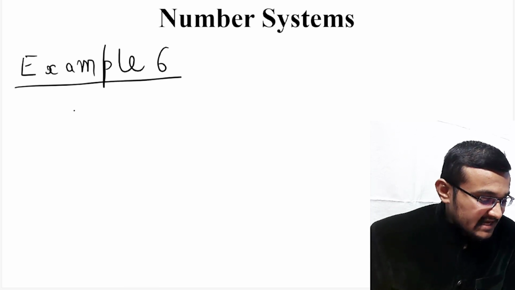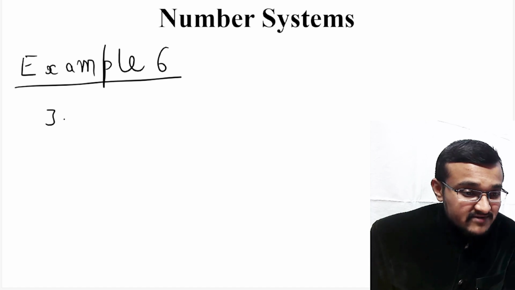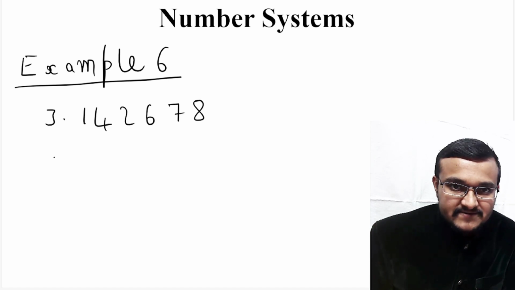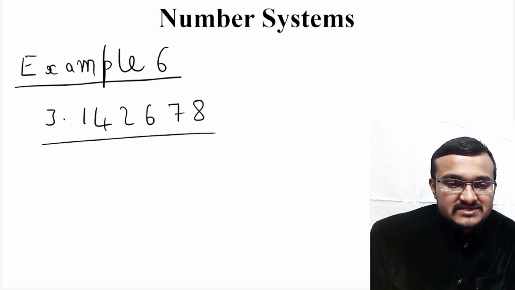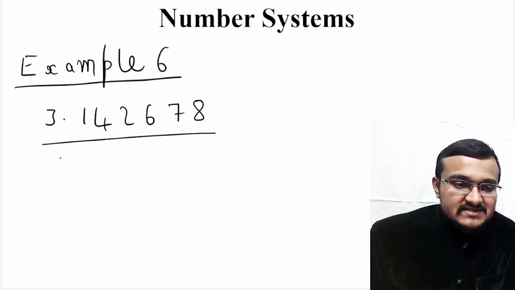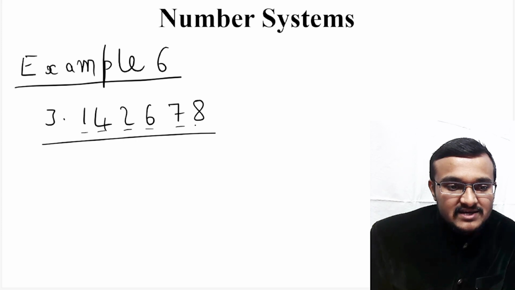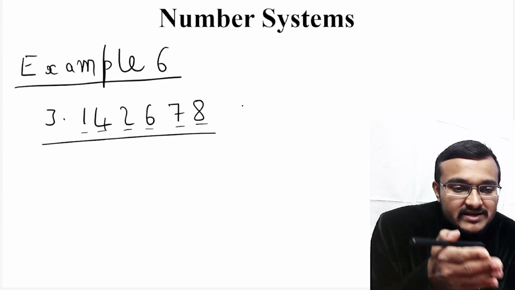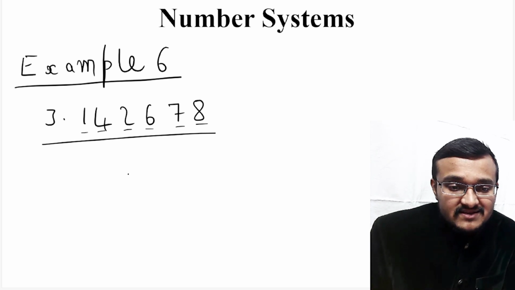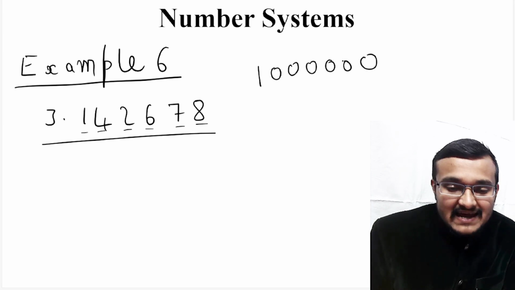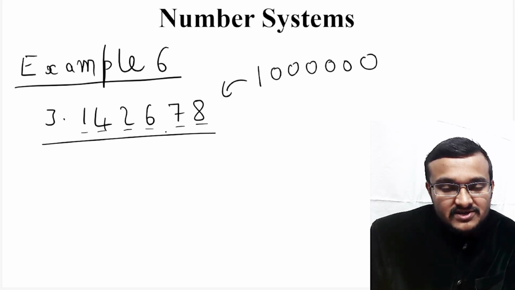In example 6, they have given a particular number, 3.142678. Now you have to express this as a rational number. How to express this as a rational number? Just count how many digits are there after the decimal point. That many zeros you can put after 1. For example, if 6 digits are there, then take 1 followed by 6 zeros. That is 10 lakhs, and multiply that with this number.